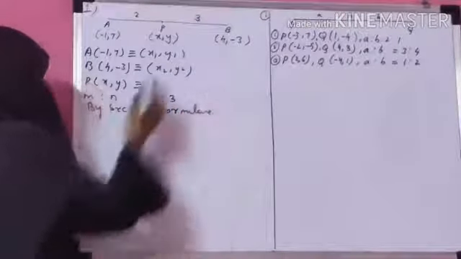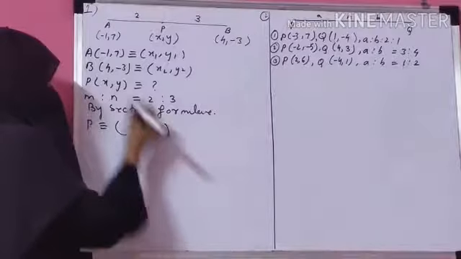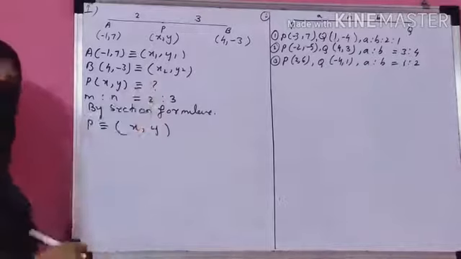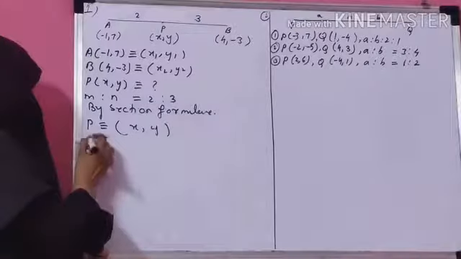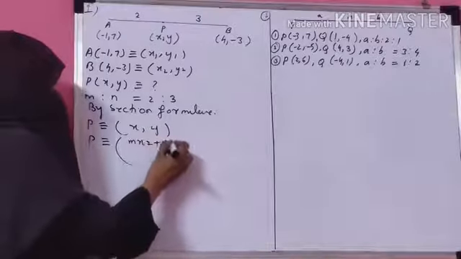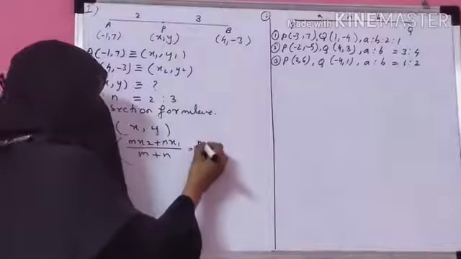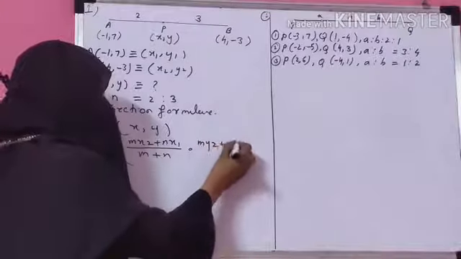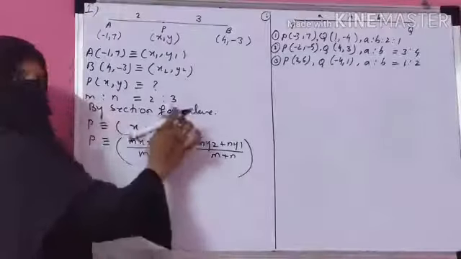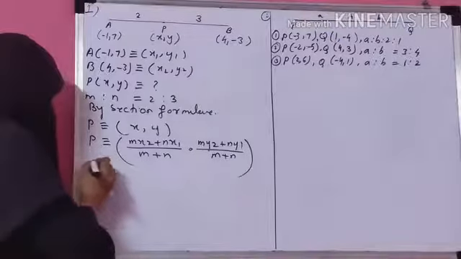By section formula, coordinate of point P is nothing but x and y, that is the x coordinate, y coordinate. The x coordinate is mx2 plus nx1 divided by m plus n, and the y coordinate is my2 plus ny1 divided by m plus n. There is no need to write this step. If you want to write, then you can write. Now substitute the values.